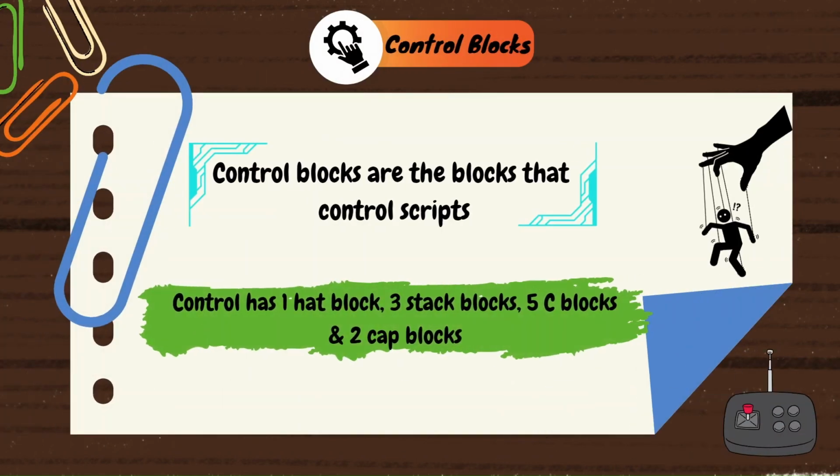Here we have our control blocks. So how are these control blocks different from events blocks? In the events blocks, we just trigger when we have to start, when we have to stop. But how we are going to do all those things is controlled by our control blocks. So they help us to control our scripts. There is 1 head block, 3 stack blocks, 5 C blocks and 2 cap blocks. All these blocks I explained to you when I was explaining about different shapes of blocks.